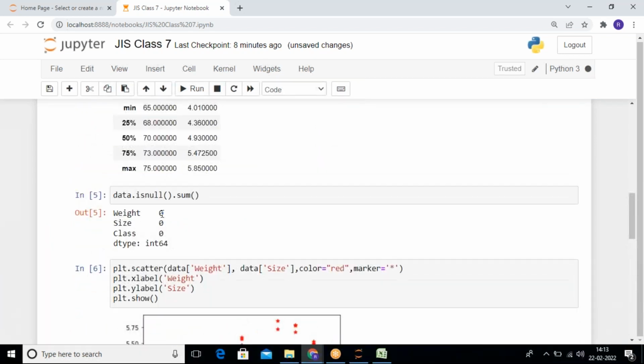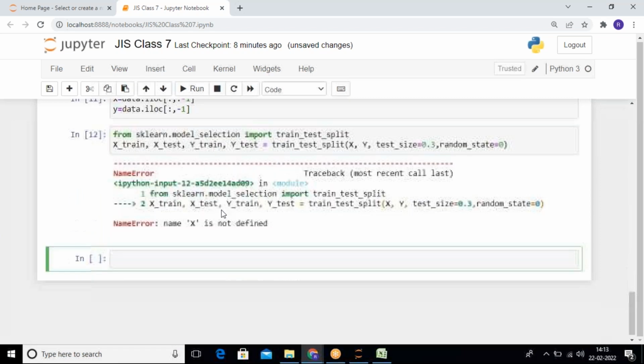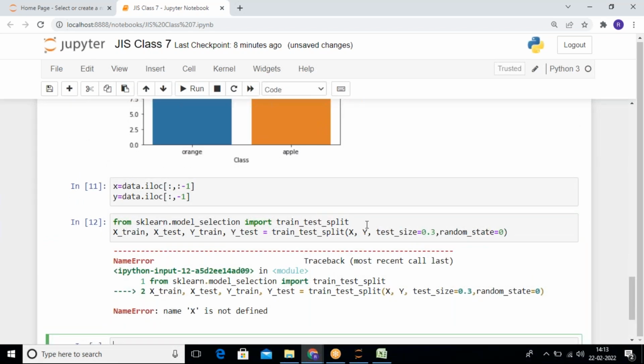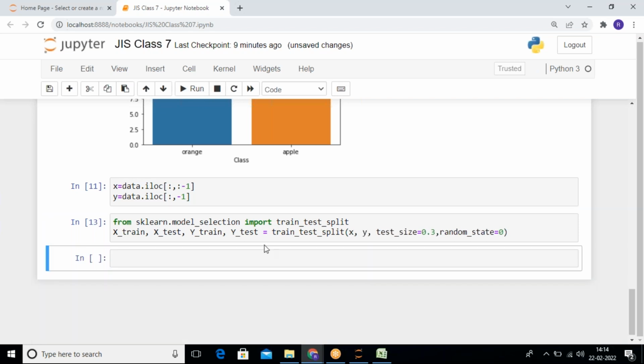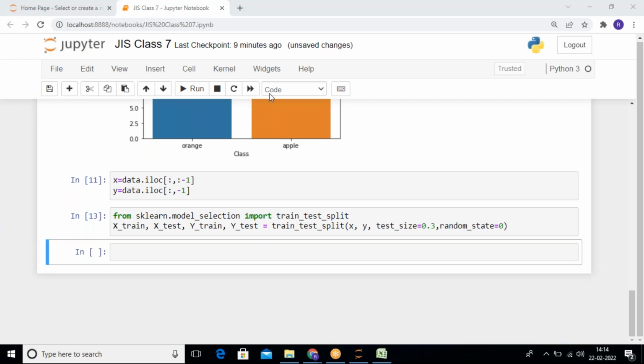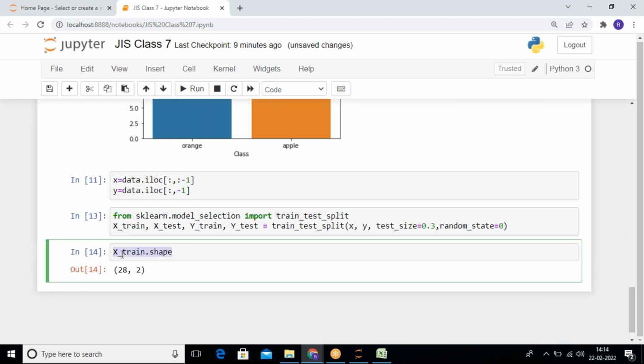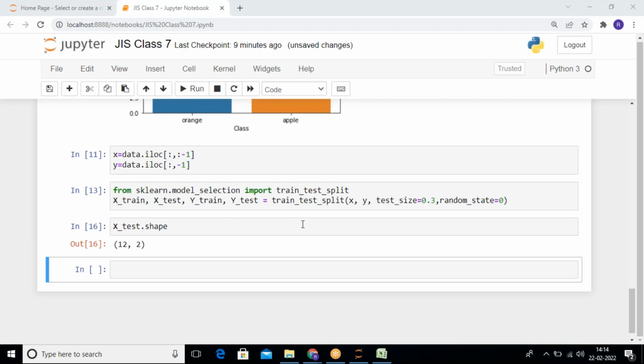I think it will cause a mistake because here I have small x and small y. Small x, small y. Run this. Okay, now let me check what is actually there. So 28 should be in the training part and x test 12 should be in the testing part. Okay, perfect. So this is basically done, complete.